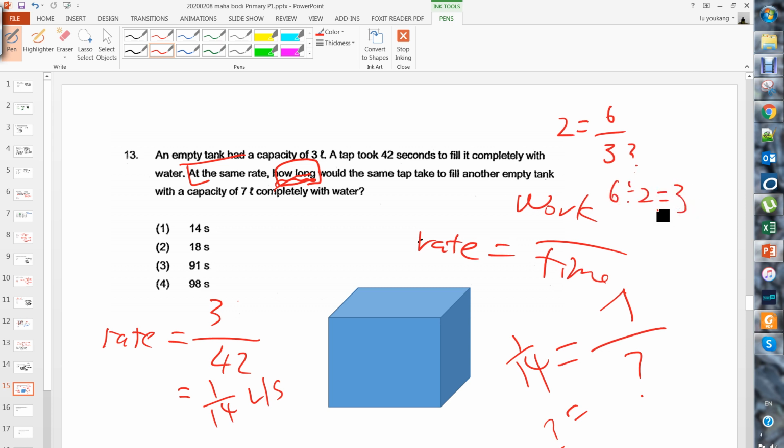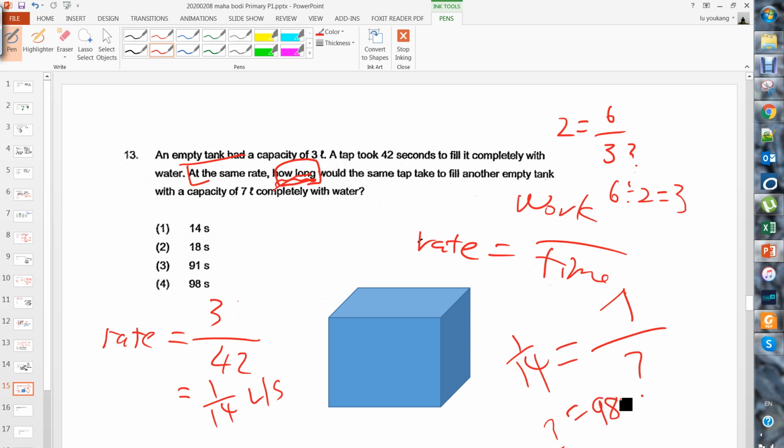So similarly, question mark is equal to 3. Yeah, so here question mark is equal to the time. Which one divided by which one? Here is 6 divided by 2. So now is 7 divided by 1/14. Correct. So the answer is? What's the answer? 88. Good.